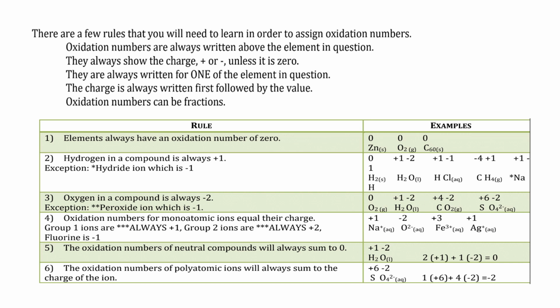If hydrogen is in a compound, it's always plus 1. Hydride is 1 minus. Oxygen in a compound is -2, unless it's peroxide, then it's 1 minus. So these are things we've already covered. Group 1 ions plus 1. Group 2 ions plus 2. Fluorine is -1. If it's a neutral compound, the sum is always 0. And if it's a polyatomic ion, the sum of the charges has to equal the charge of the ion.